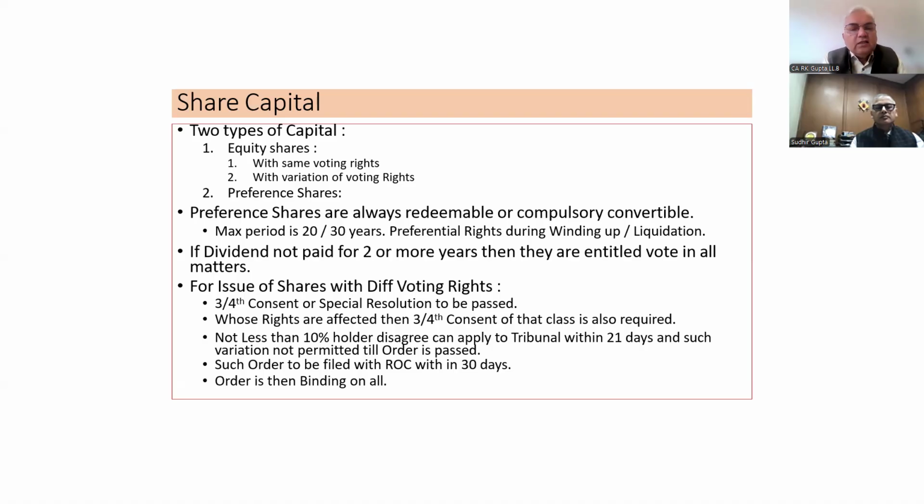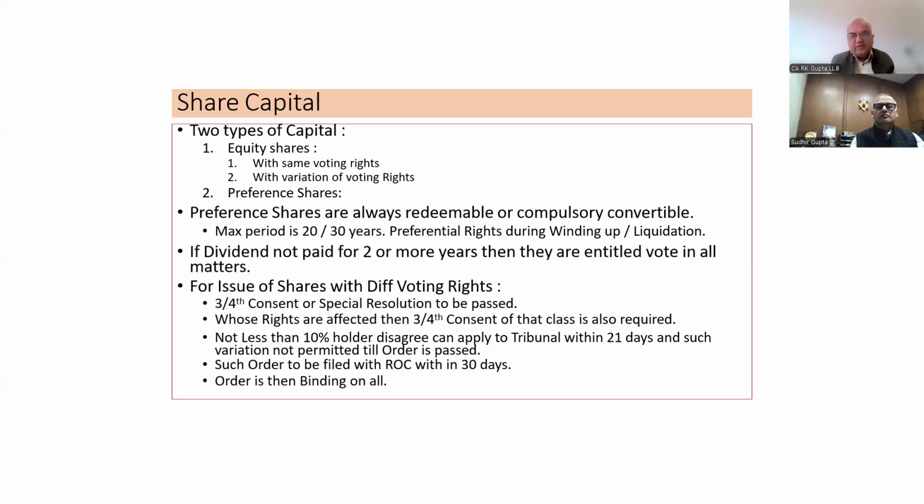Now, if you want to issue share capital with differential voting rights, then 3/4 consent or a special resolution is to be passed. Then you have to take the approval of those persons whose rights are affected. Then 3/4 consent of that class is also required.